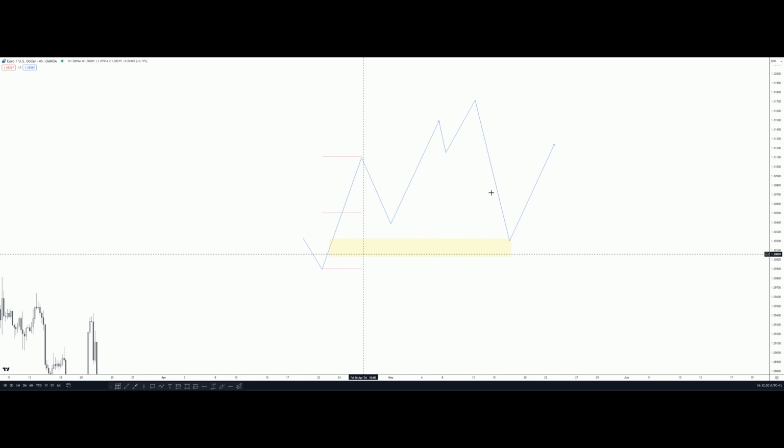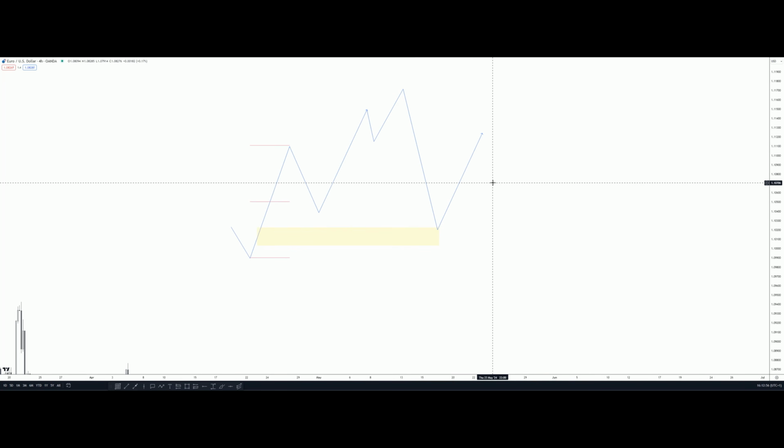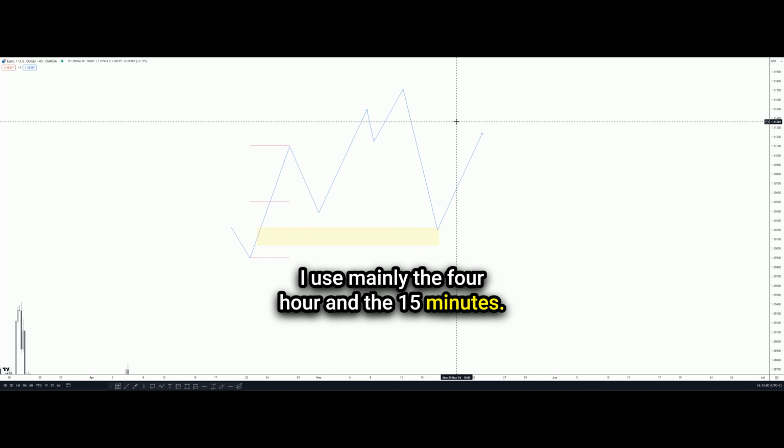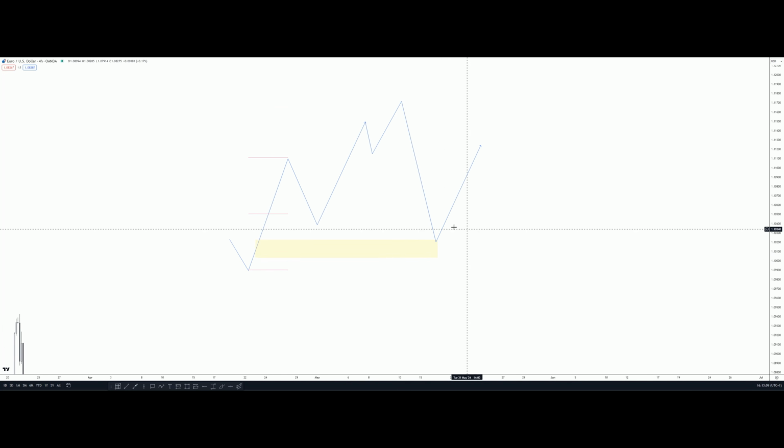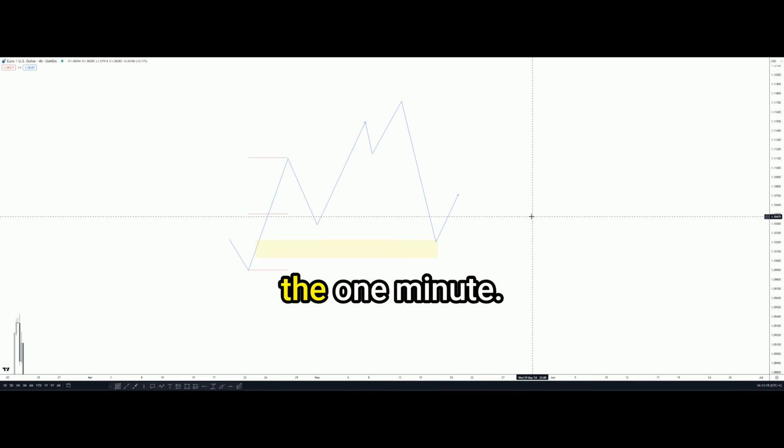Now, what is good about this is that if we use multi-time frame analysis, and I use mainly the 4 hour and the 15 minute to frame up my trades, a 4 hour reaction, even if it doesn't do loads of stuff on the 4 hour, even if it's just a little move like that, that's going to be a decent amount on the 15 minute, and my entry time frame is still the 1 minute.